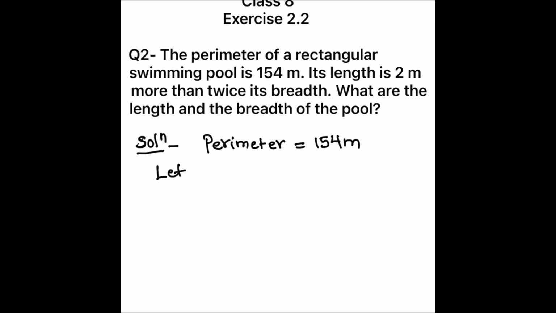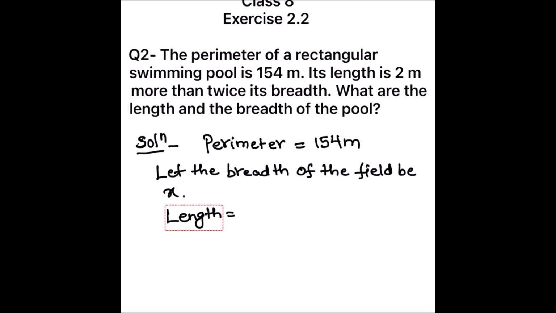Let the breadth of the rectangular field be x. Then the length will be: its length is 2 meters more than twice its breadth. Twice the breadth is 2x, and 2 meters more, so that's 2x plus 2. So that will be the length of the rectangular field.